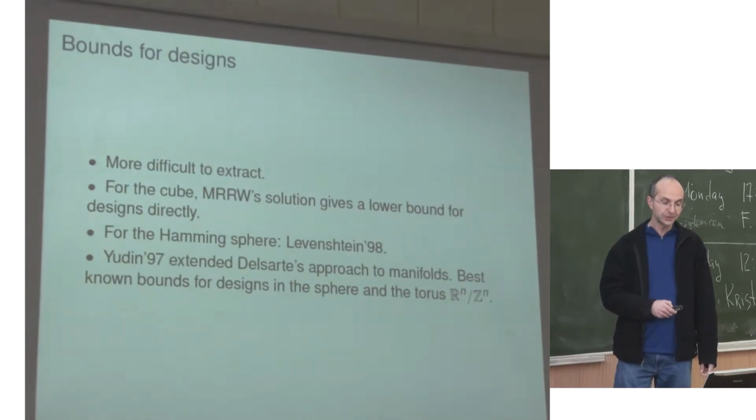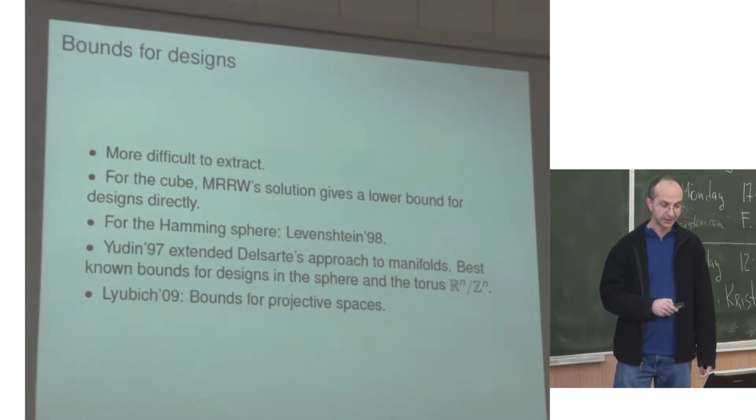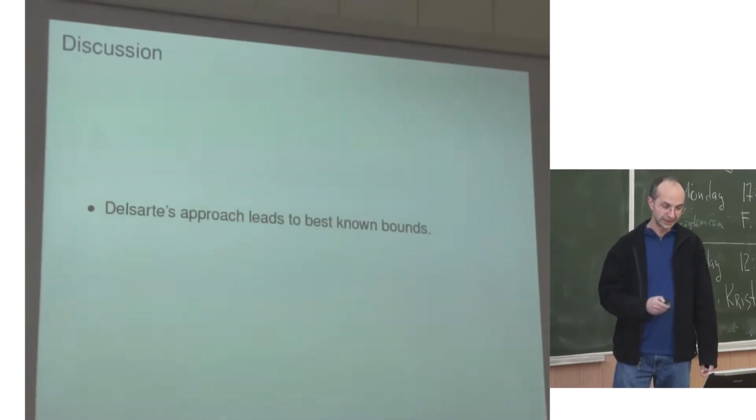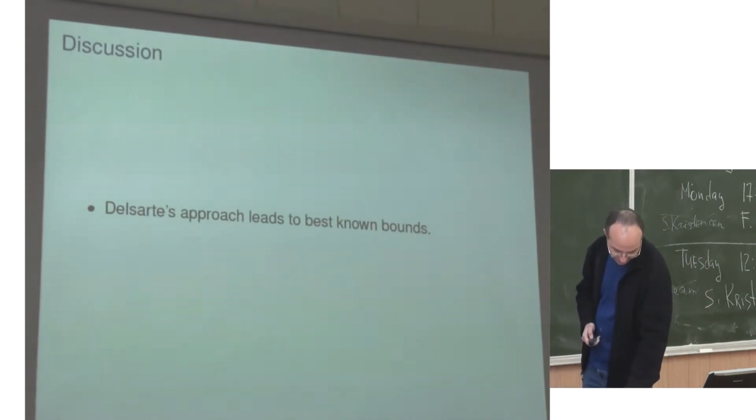And in '97, Yudin extended Delsarte's approach for designs to manifolds, and he gave best known lower bounds for designs in the Euclidean sphere and the flat torus, R^n divided by Z^n. And in 2009, Bondarenko, Radchenko and Viazovska extended the approach of Yudin and gave bounds for designs for projective space. Right? So this is the history. You can see it came slightly later for codes. And okay, so this is a philosophical slide.